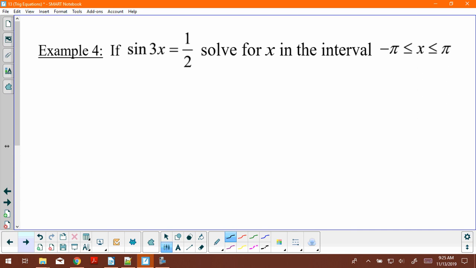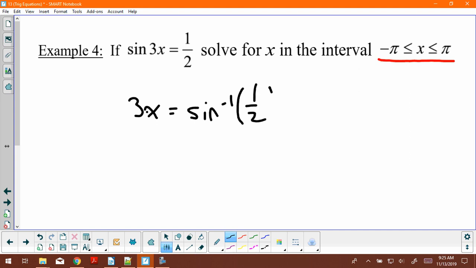Okay, example 4, similar idea, except I've got a 3x now, and I have a specific interval. So I only want the solutions that lie between pi and negative pi. We'll start this off the same way. So 3x is equal to the sine inverse of 1/2.